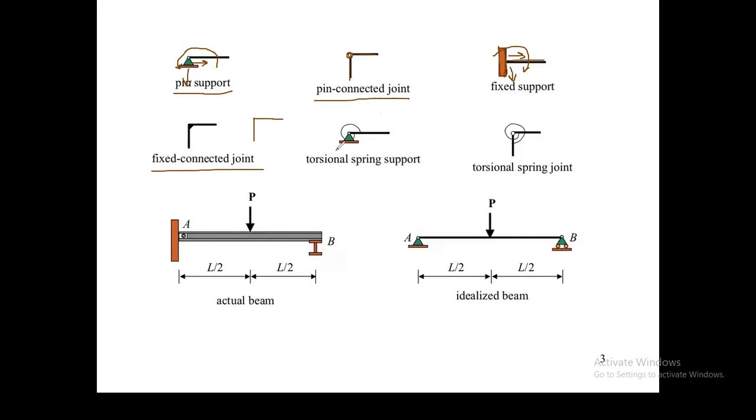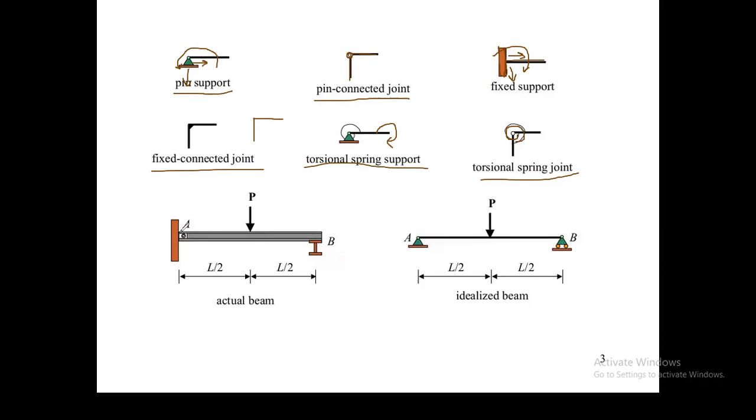So this is, say, a torsional spring support. That means a torque can be applied, right? That torque can be applied in the clockwise direction or in the anti-clockwise direction, right? So that is a torsional spring support. Say this is a torsional spring joint. Whenever this kind of symbol is given, that means the torsional spring joint is clear.